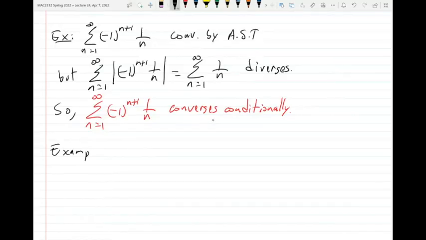Okay, so more examples. Let's see, determine convergence.